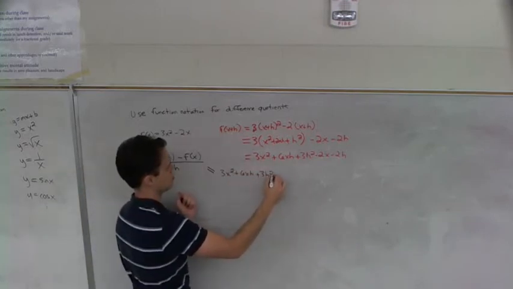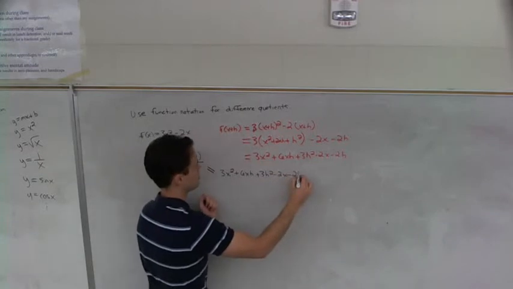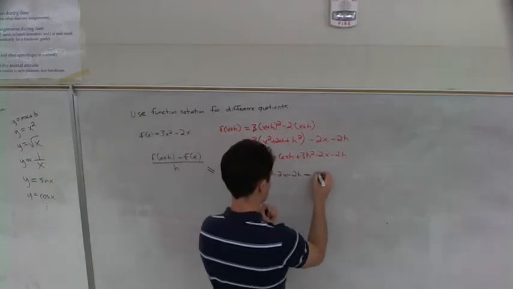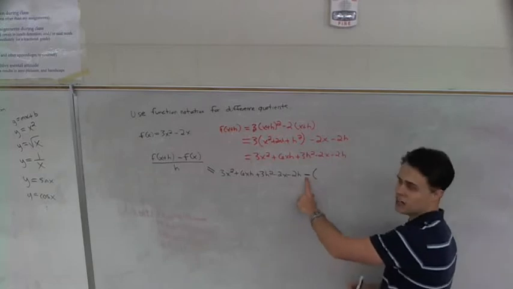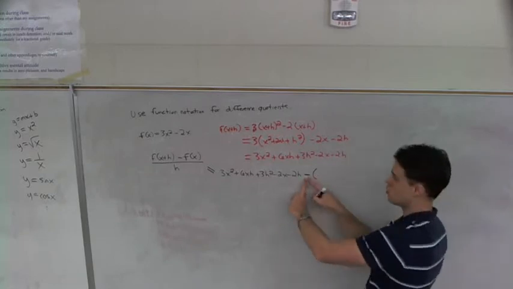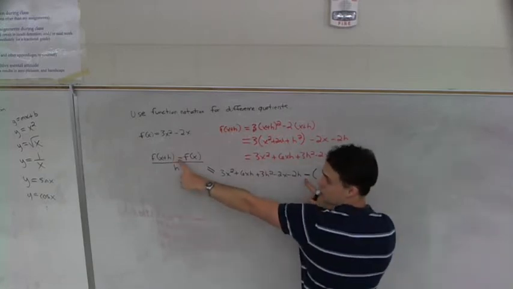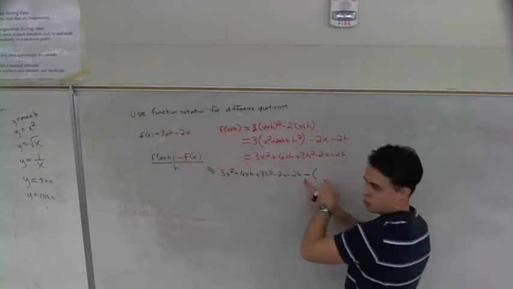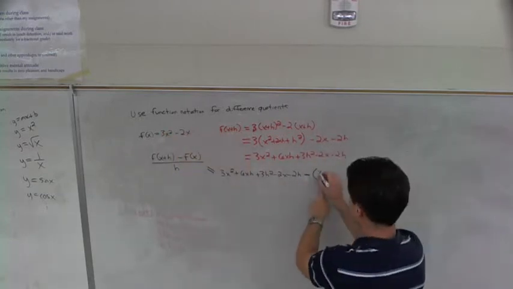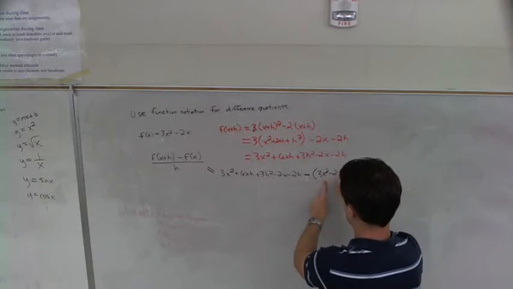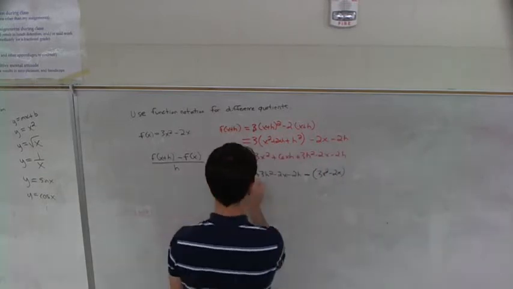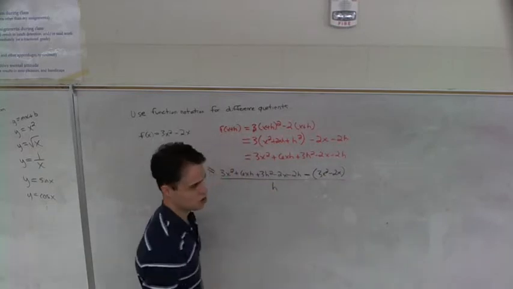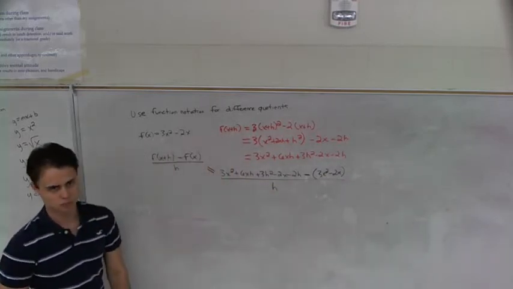There's going to be lots of stuff that simplifies, yes. Plus 3h squared. So this minus is this minus. For f of x, I'm just going to grab that stuff and put f of x right here. Half that stuff's just going to go away. It is. And it's all over h.